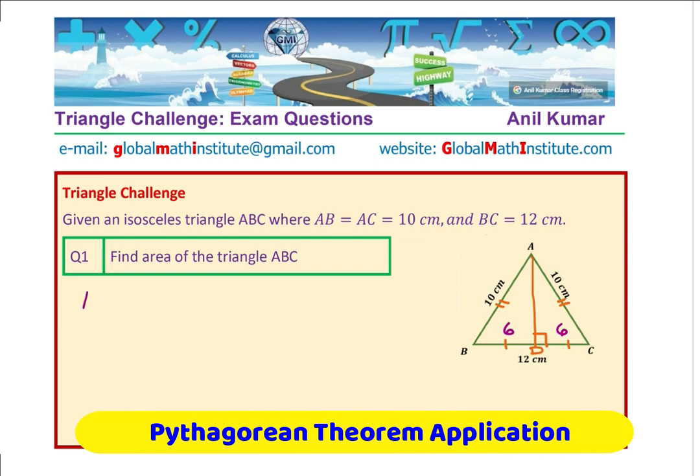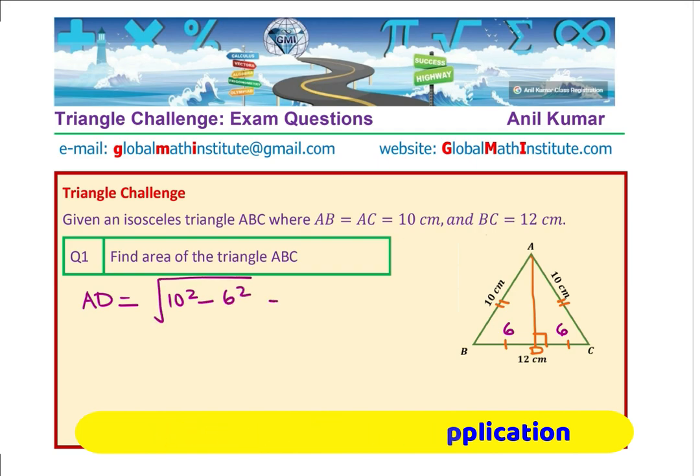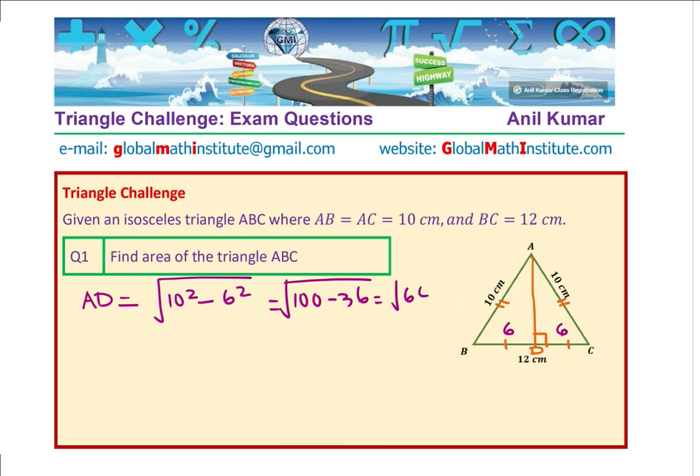So we can find AD using Pythagorean theorem, right? So AD is square root of 10 square minus 6 square. That is square root of 100 minus 36, which is 64, and is equal to 8, right? So it is a Pythagorean triple, as you know. And so this A to D is 8 centimeters. And now it is easy to find area.